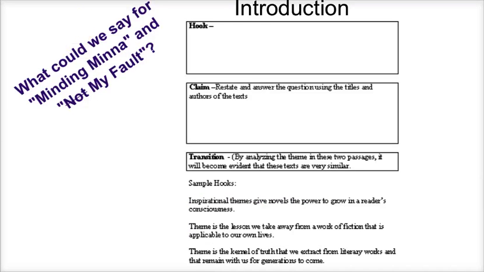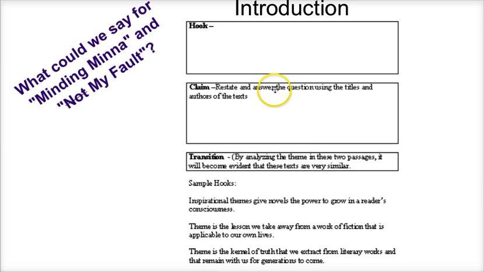So we need to think about what we could say for Minding Minna and Not My Fault. And we're going to work on this tomorrow in class. But what hook should we use? Do we want to use the same one that I used in the last essay? Maybe we're going to say theme is the kernel of truth that we extract from literary works and that remain with us for generations to come.